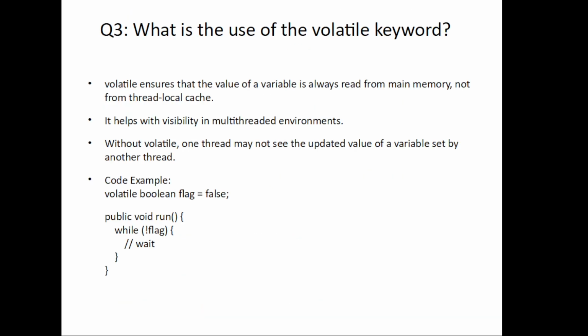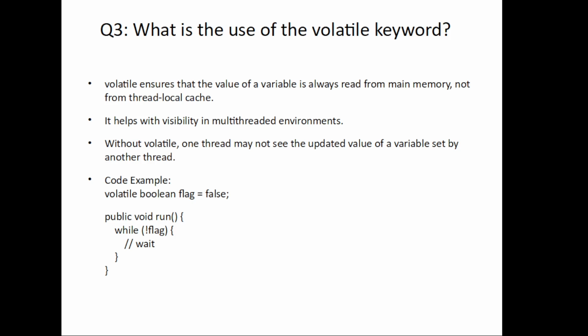Third question is, what is the use of the volatile keyword? Volatile is used when multiple threads are accessing and modifying the same variable. Without volatile, a thread may cache the value locally and not see updates made by other threads. Let's see this example. Flag is marked as volatile here. So every time a thread reads it, it gets the value from the main memory. Without volatile, one thread could keep seeing the old cached value and never exit the loop. So use volatile when you want to guarantee visibility of changes between threads and when you don't need full synchronization.